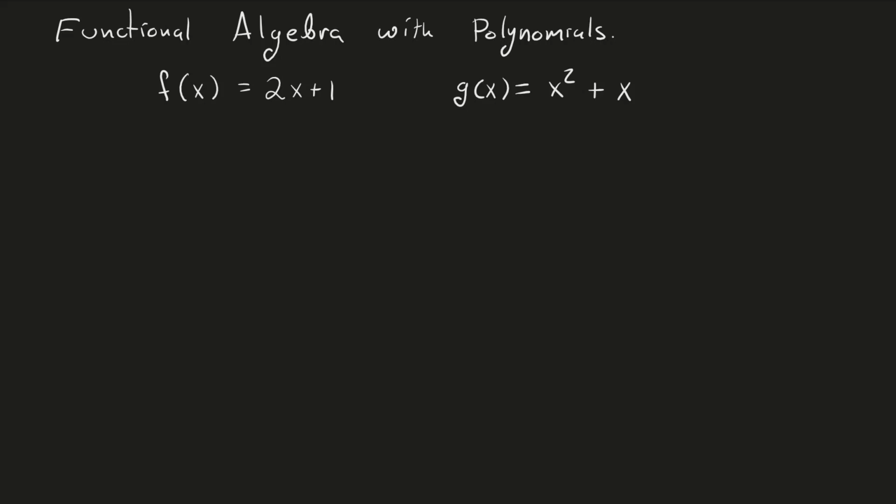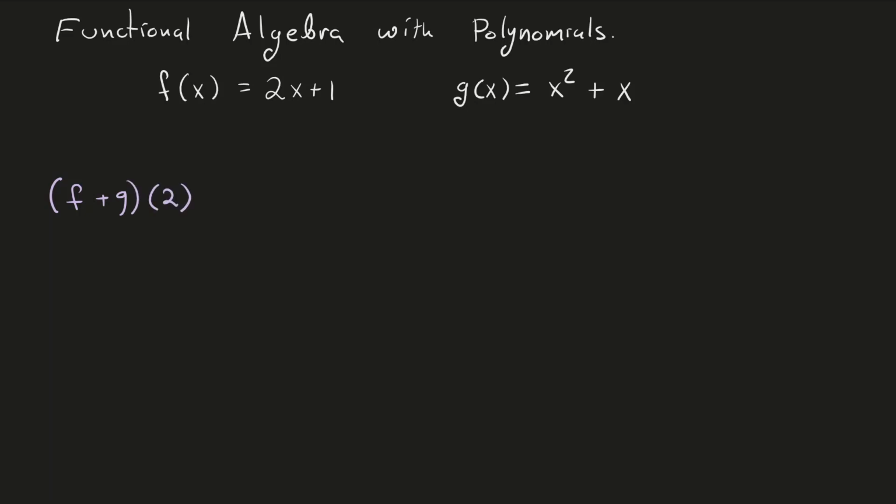So for instance, here I have two polynomials. The first one is f of x, which, if you are not familiar with functional notation, please go back and review that. But here we have f of x is equal to 2x plus 1, and g of x is equal to x squared plus x. So say we want to do an operation, something like f plus g at 2.